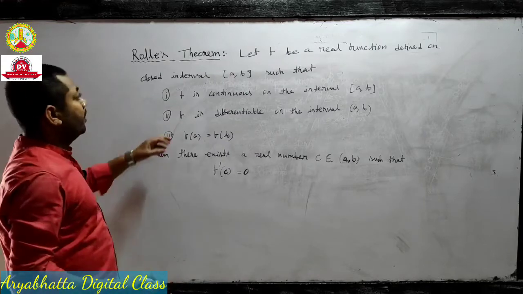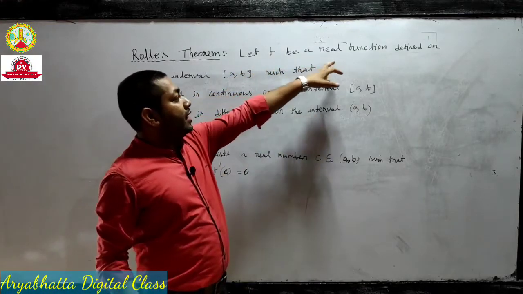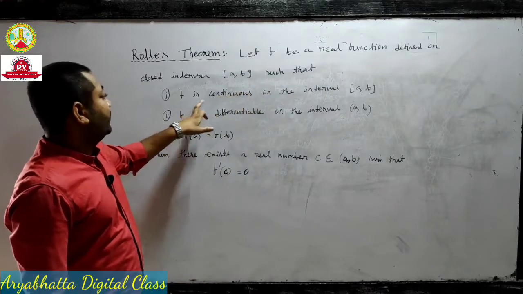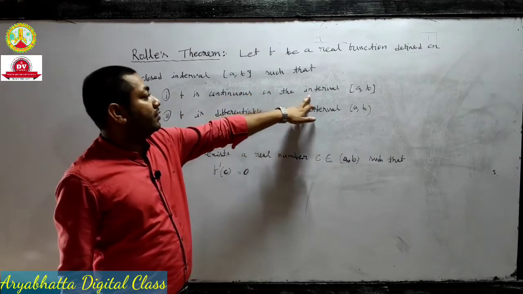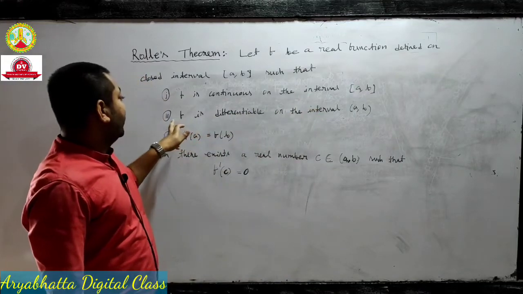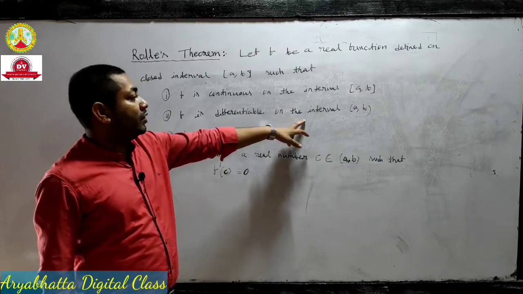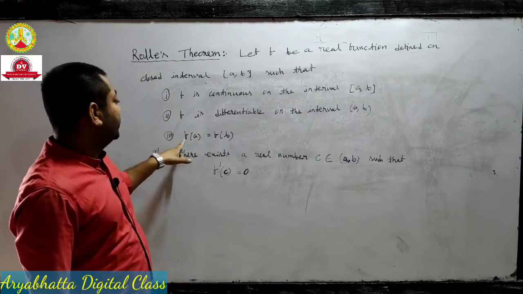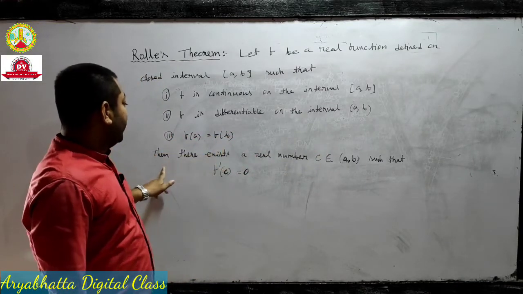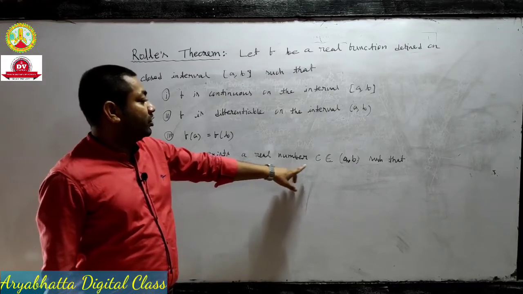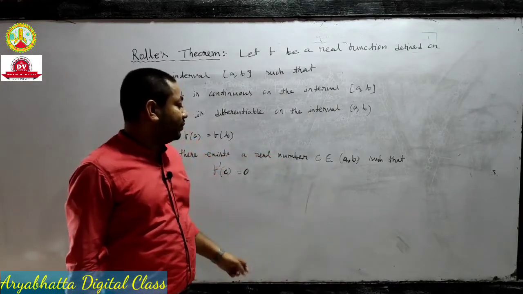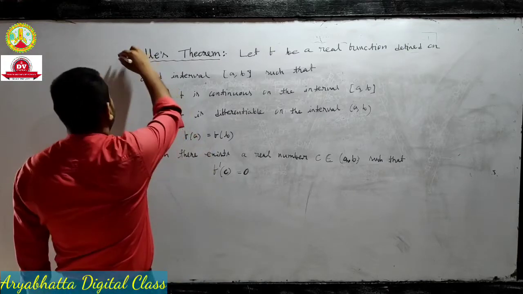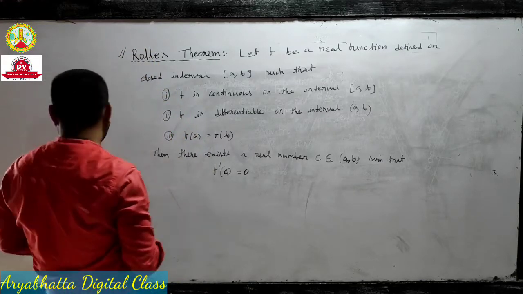Remember, if f is a real function defined on closed interval a comma b such that f is continuous on the closed interval a comma b, and number 2, f is differentiable on the open interval a comma b, and number 3, f of a equal to f of b, then there exists a real number c belongs to open interval a comma b such that f dash c equal to 0. This is called Rolle's theorem.